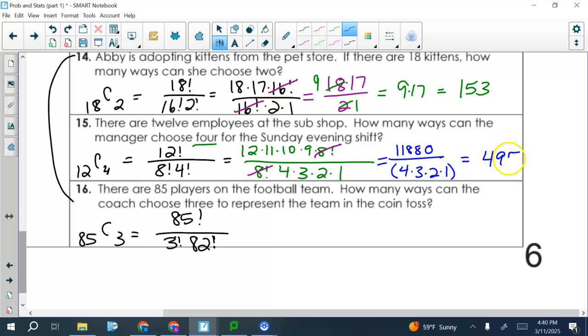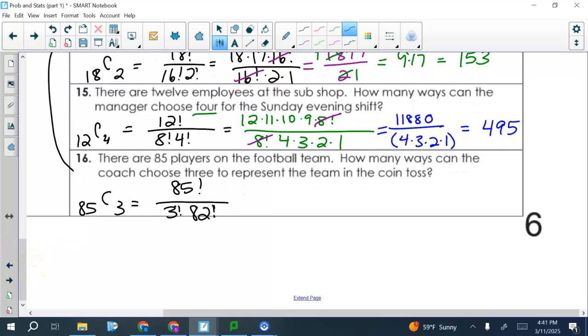So 495 ways to choose the people that work the Sunday evening shift. All right, the last one. There are 85 players on the football team. How many ways can the coach choose 3 to represent the team in the coin toss? So 85 taken 3 at a time.